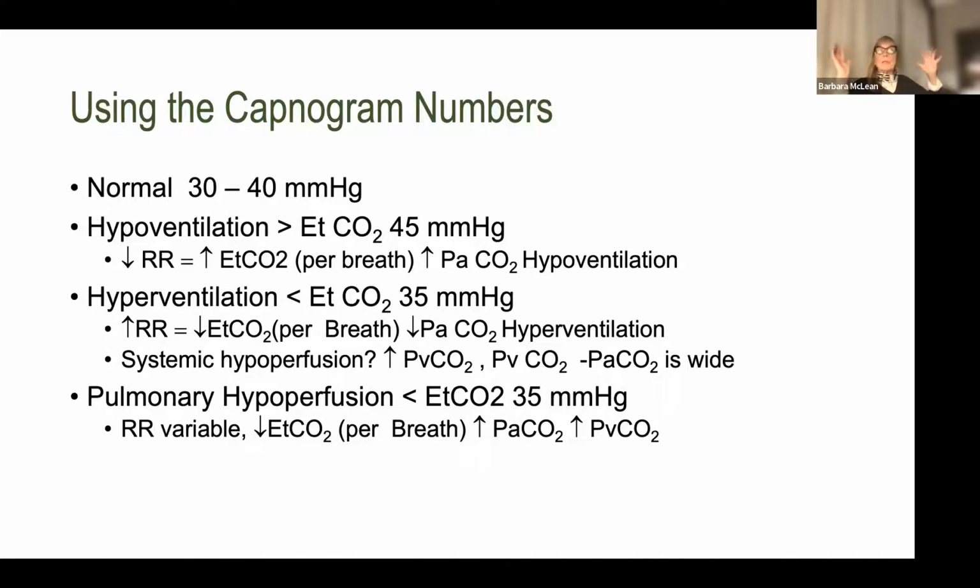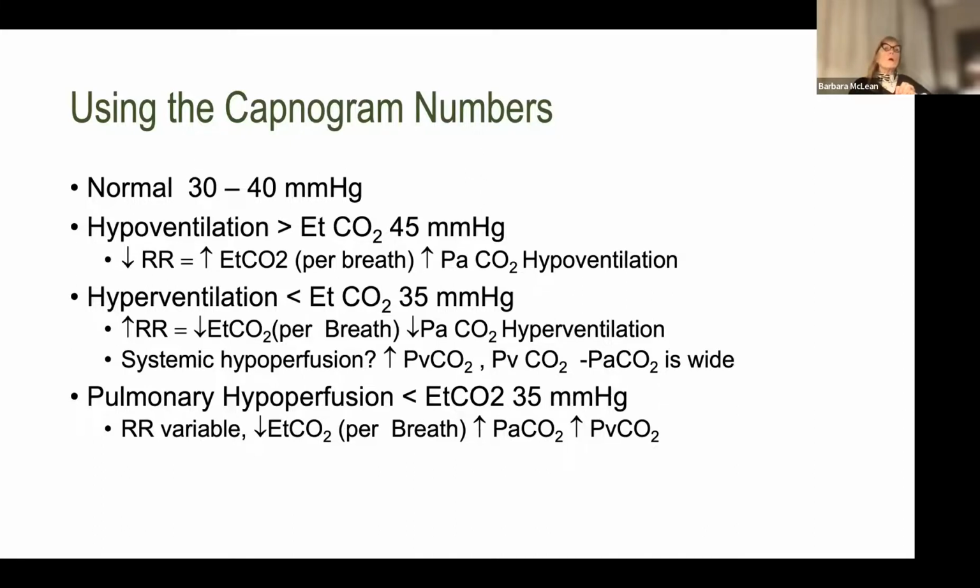Okay, so really, really important to remember. With systemic hypoperfusion, PvCO2 is up, PaCO2 is down, and the difference between them is wide, right? That's systemic hypoperfusion. Hyperventilation is part of the way that you deal with systemic hypoperfusion. So you're blowing off CO2 very rapidly, and arterial CO2 is down, end-tidal CO2 is down. And remember, end-tidal CO2 and arterial CO2 always go in the same direction.